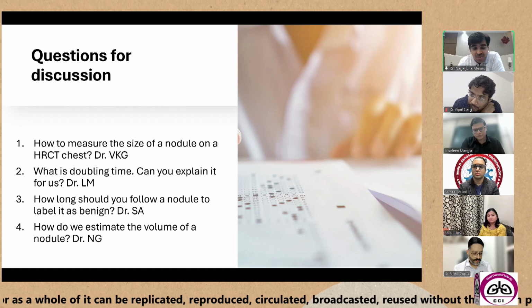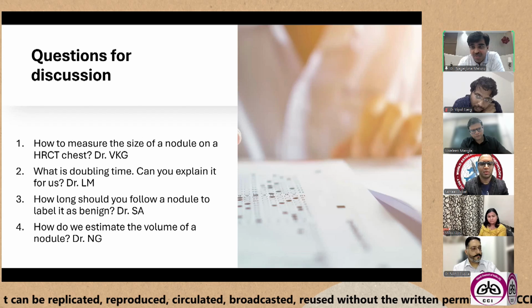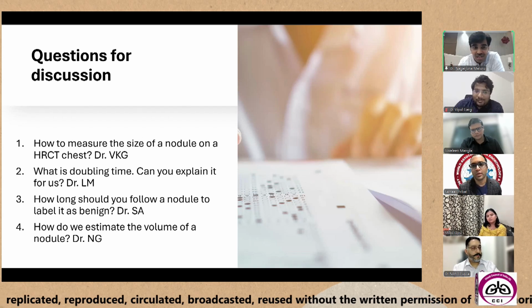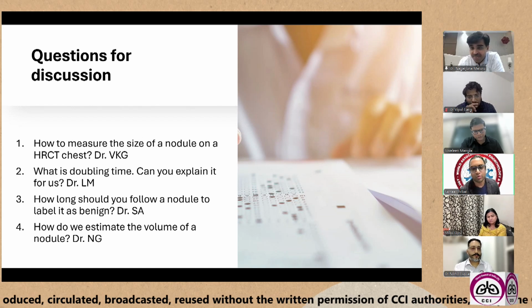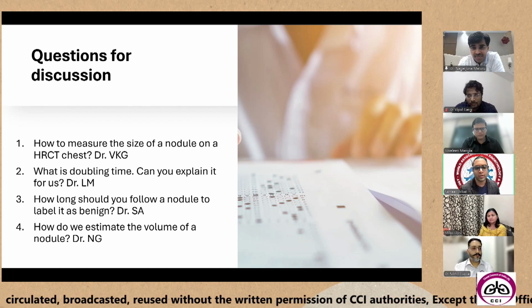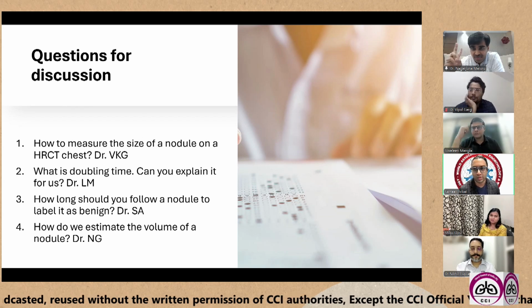So, Dr. Samirji, how long should you follow a nodule to label it as benign? What do the guidelines say? Dr. Vipul has slightly touched upon this, but can you just detail for us? Yes, so to label a nodule to be a benign nodule, we need to at least follow up for 24 months, that is 2 years.